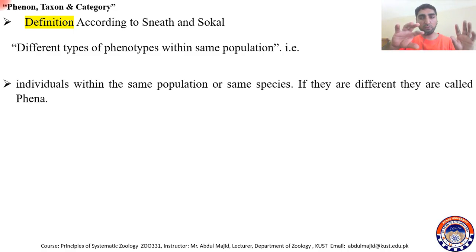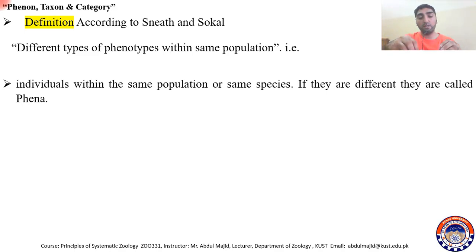So a girl is a phenon, that is a female phenon, and that is a male phenon. So they are actually similar. Girls are similar and boys are similar. Now in this definition, the definition is different types of phenotypes within a population.